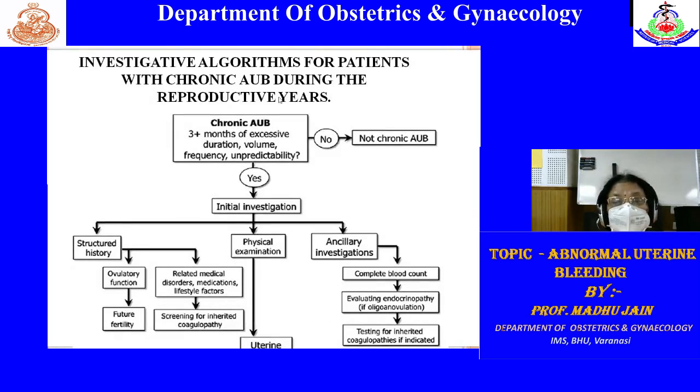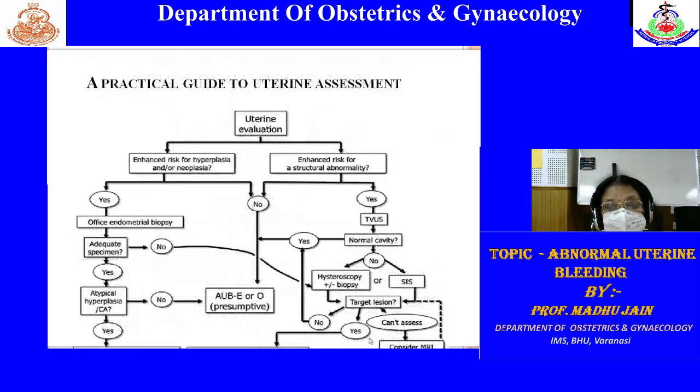So this is the algorithm, as I told you, showing how to diagnose it. Chronic AUB: yes, do the investigations, proper history, physical examination, and then added investigations. In the history, find out whether there is ovulatory dysfunction, any history of medication, any history of inherited disorders, and examination to rule out any uterine abnormality. If you are suspecting coagulopathy, then for von Willebrand disease or platelet or coagulation disorders, you have to assess accordingly. And then you have to assess the uterus. Do the TVS, find out any hyperplasia or neoplasia and any structural abnormality.